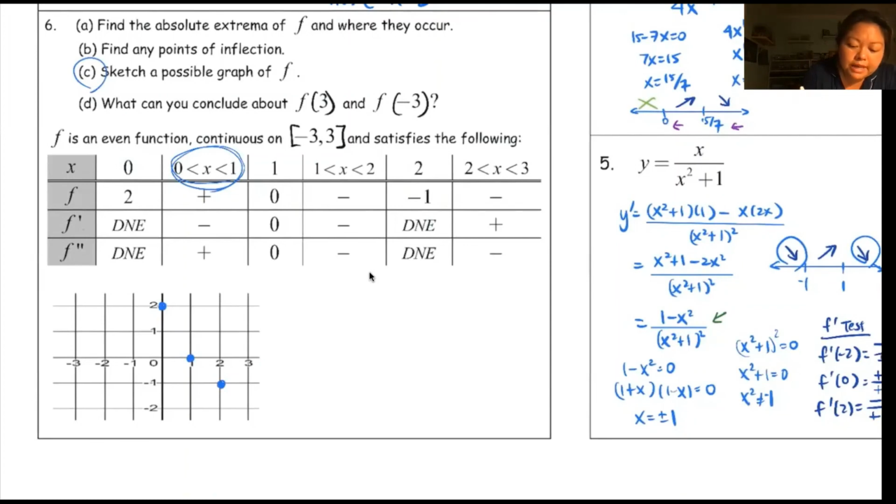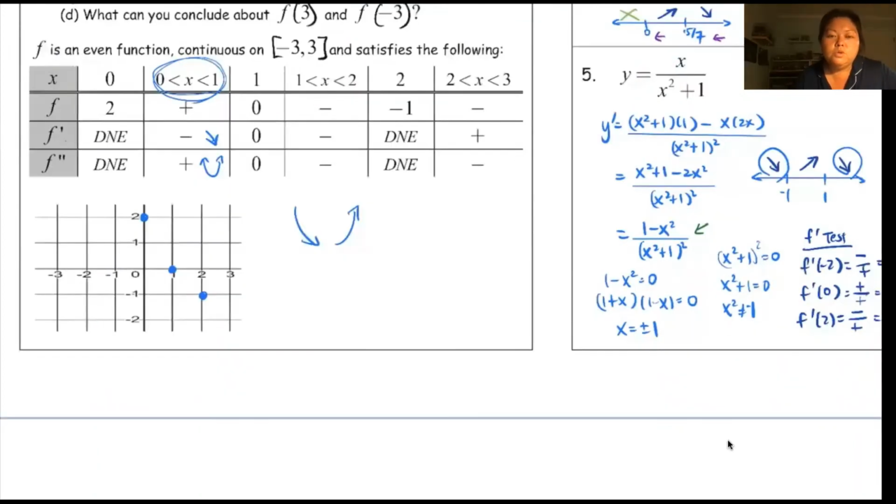Well, f prime is negative, so it's decreasing. F double prime is positive, so it's concaving up. Using those two pieces, remember, concaving up is this and this. Which one of these pieces is decreasing and also concaving up? It's this piece right here. That means between 0 and 1, you're going to connect it looking like this, a curve like so, okay?